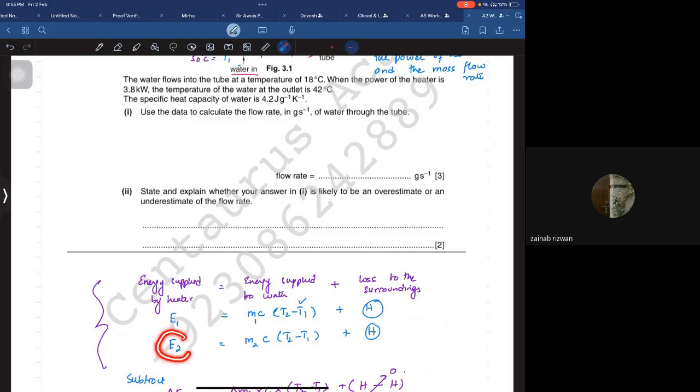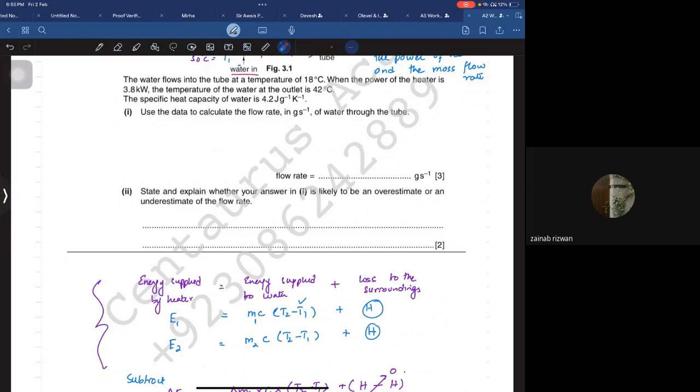Then we're going to increase, let's suppose we increase the energy supplied by the heater. So we need to increase the mass that goes through, because we want the change in temperature to be the same. Why do we want the change in temperature to be the same? Because we want the same heat loss. If you increase or decrease the temperature change, it would give a different heat loss. Do you understand that? We don't want that.